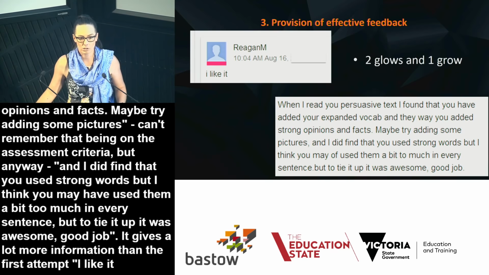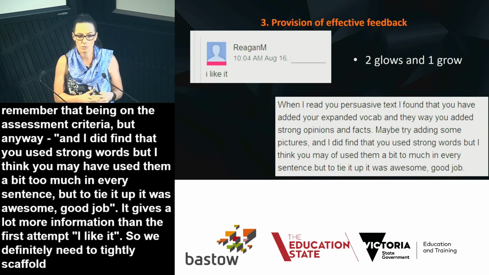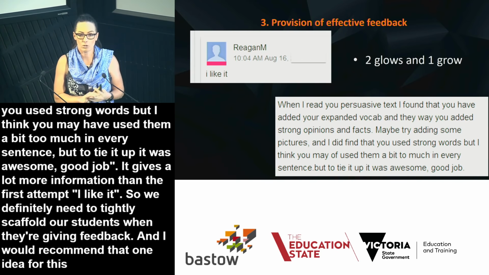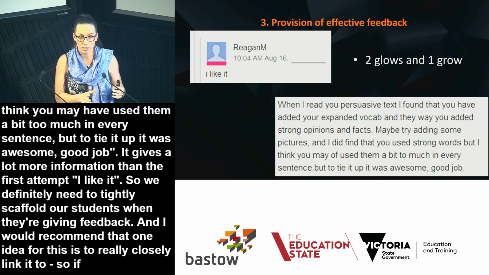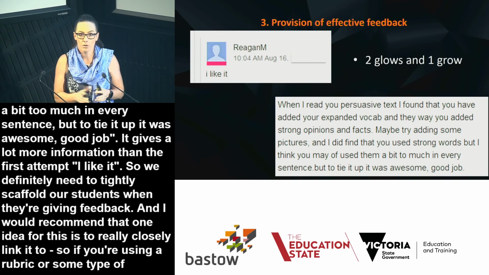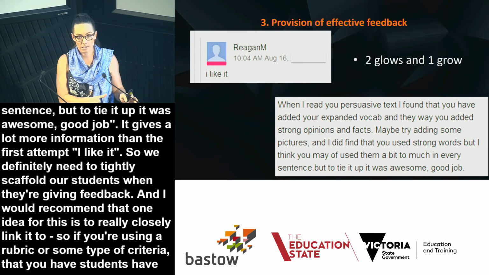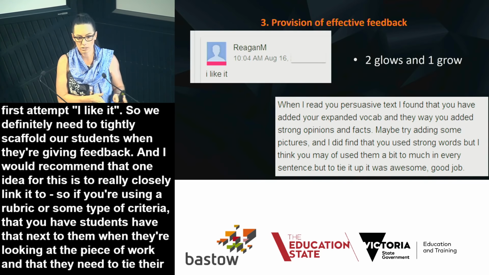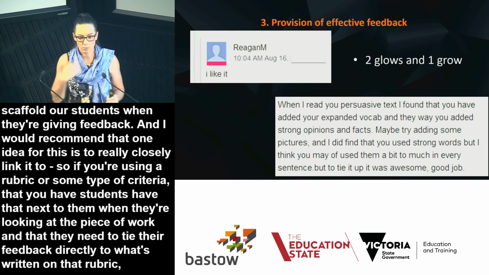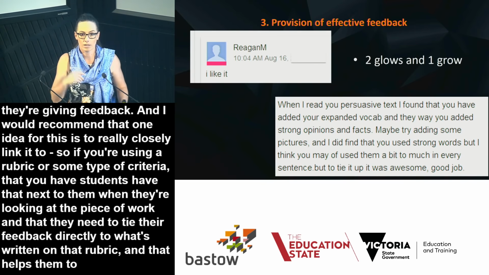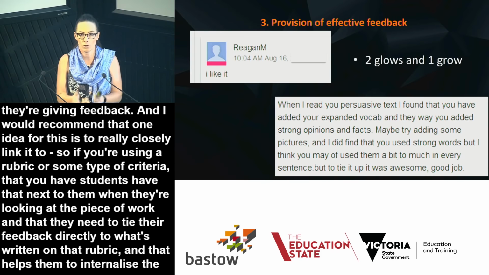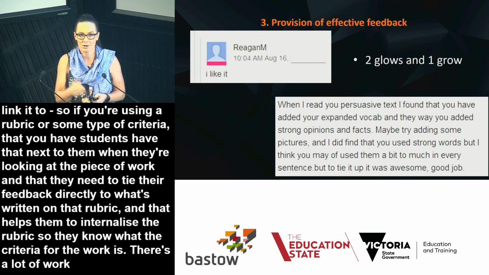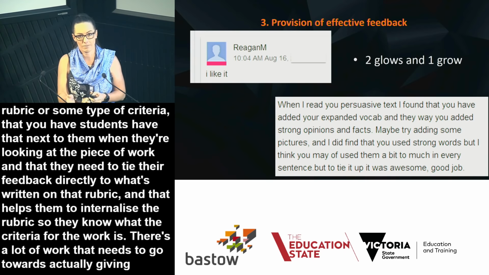So we definitely need to tightly scaffold our students when they're giving feedback. One idea for this is to closely link it to a rubric or some type of criteria. Have students keep it next to them when they're looking at the piece of work, and tie their feedback directly to what's written on that rubric. That helps them internalise the rubric, so they know what the criteria for the work is. There's a lot of work that needs to go towards actually giving and receiving feedback from peers.